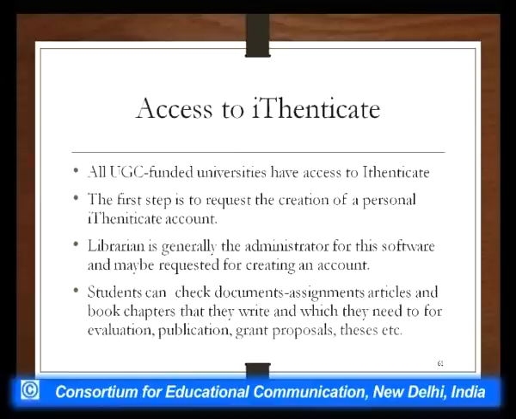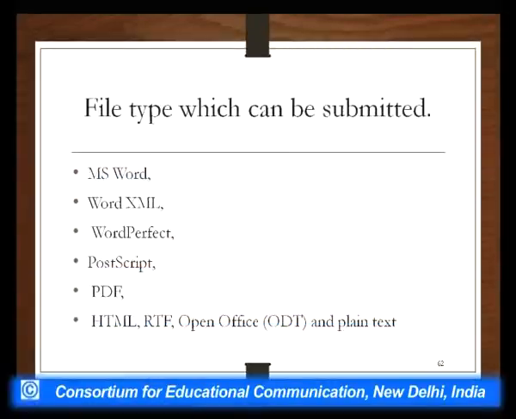Access to iThenticate. Again, iThenticate is being provided to all UGC funded universities through UGC Infonet. The first step to have access to iThenticate is to request creation of a personal account. The librarian is generally the administrator for this software. Students can check documents, assignments, articles, book chapters which they write and need to send for evaluation, publication or grant proposals. File types which are acceptable in this system: MS Word, Word XML, Word Perfect, PostScript, PDF, HTML, RTF, OpenOffice and plain text.